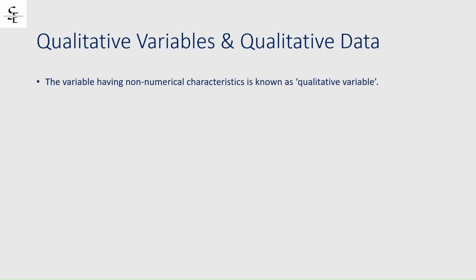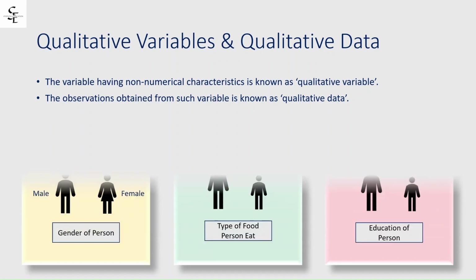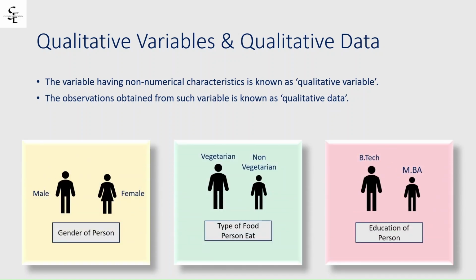Let's understand what is a qualitative variable and qualitative data. The variable having non-numerical characteristics is known as a qualitative variable, and the observations obtained from such a variable are known as qualitative data. For example, gender of the person, that is male or female, the type of food a person eats, that is vegetarian or non-vegetarian, and the education level of a person, that is BTech, MBA or any other degree. All these examples demonstrate qualitative data.